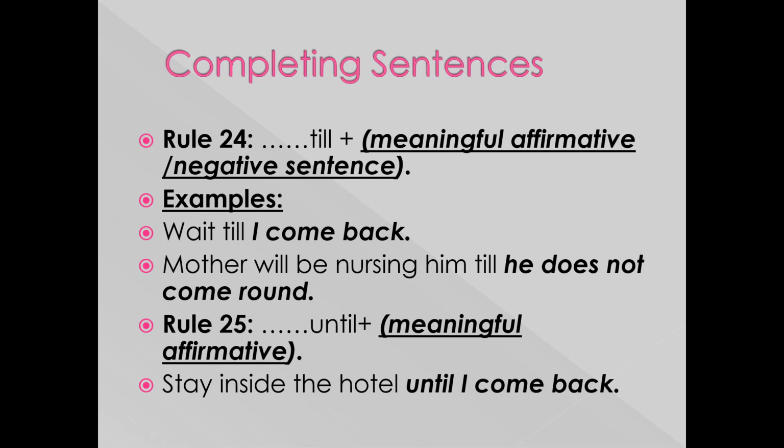So in rule number 24, if you get till as a conjunction in the middle of a sentence, then remember that after till, you can use a meaningful affirmative sentence or a negative sentence. That means both options are open after till. You can use affirmative or you can also use negative. Like this. Wait till I come back. Affirmative has been used here, right? And in the second sentence, mother will be nursing him till he doesn't come round. So after till we see a negative sentence has been used. So both are possible after till.